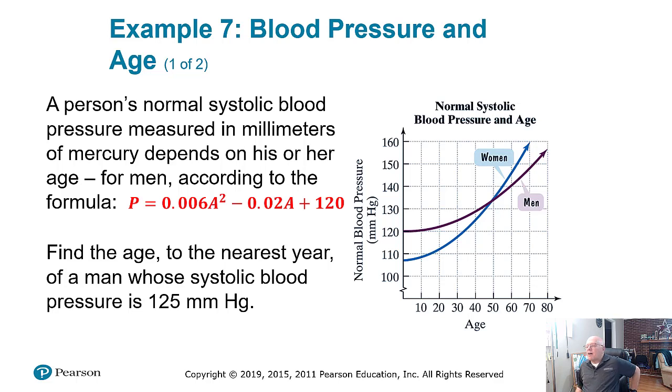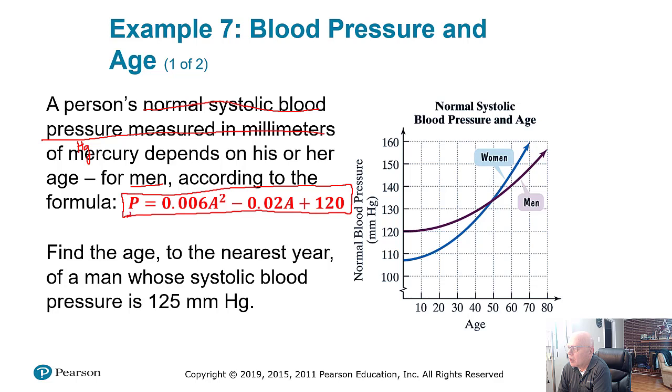Now here's one that I found very interesting. Here's the normal systolic blood pressure measured in millimeters of mercury. For you chemistry people, that would be Hg. And for men, you have this formula right here. And you've got a graph on the right, making it easy. It says, find the age to the nearest year for a man whose systolic blood pressure is 125.